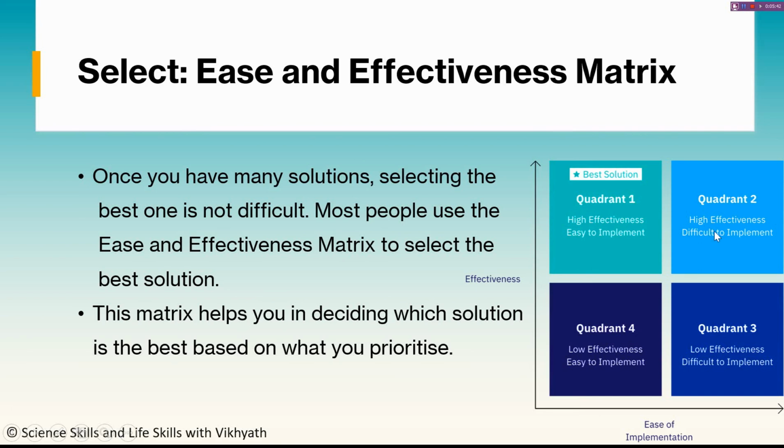Quadrant 2 is highly effective, but it's difficult to implement, as we'll see in this last step about the implementation. Quadrant 4 is very less effective, but it's easy to implement. And quadrant 3 is the worst solution, which is low effectiveness and difficult to implement.